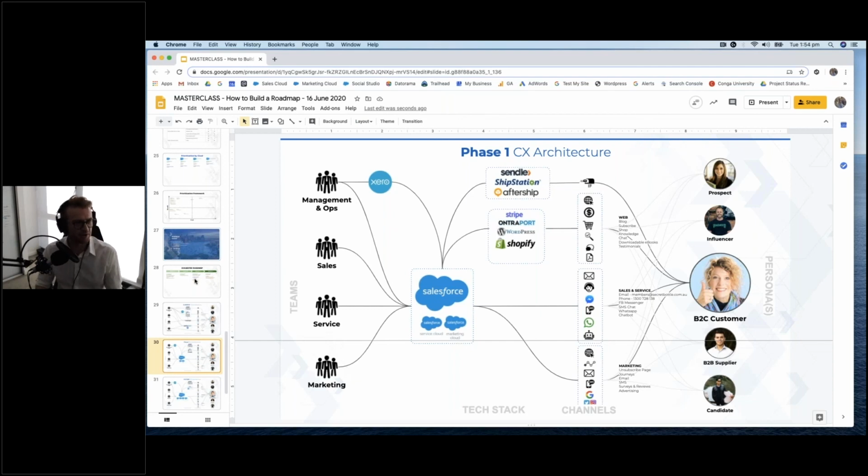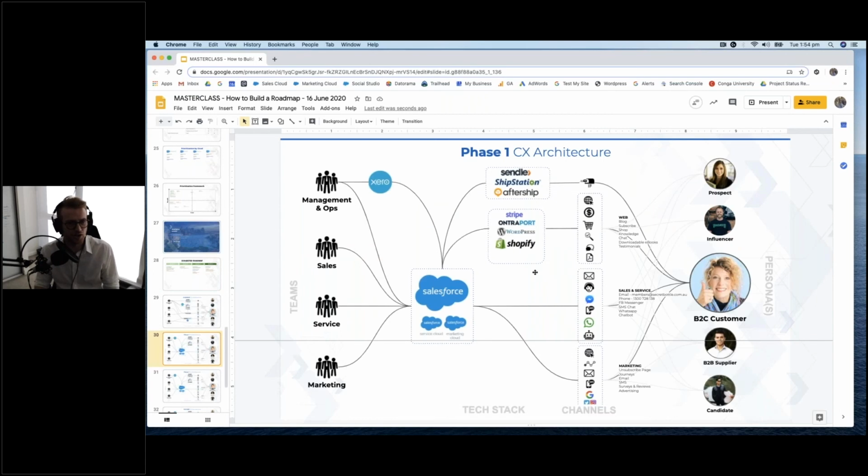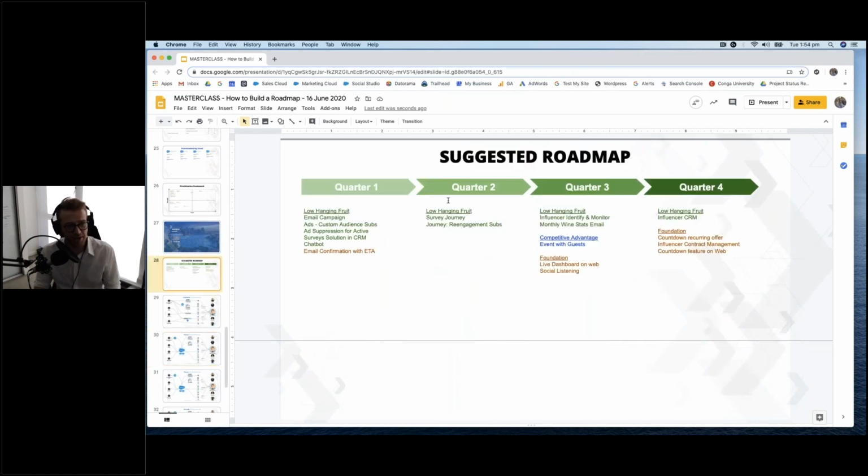Because remember, if we look at phase one, it's really the ability to do the advertising, chatbot with service, and survey journeys, which require a survey tool. So you'd probably want to look at a survey tool, or use the survey feature in Salesforce that you can just use out of the box. Yeah, so you could probably get up to Q2 with that architecture.